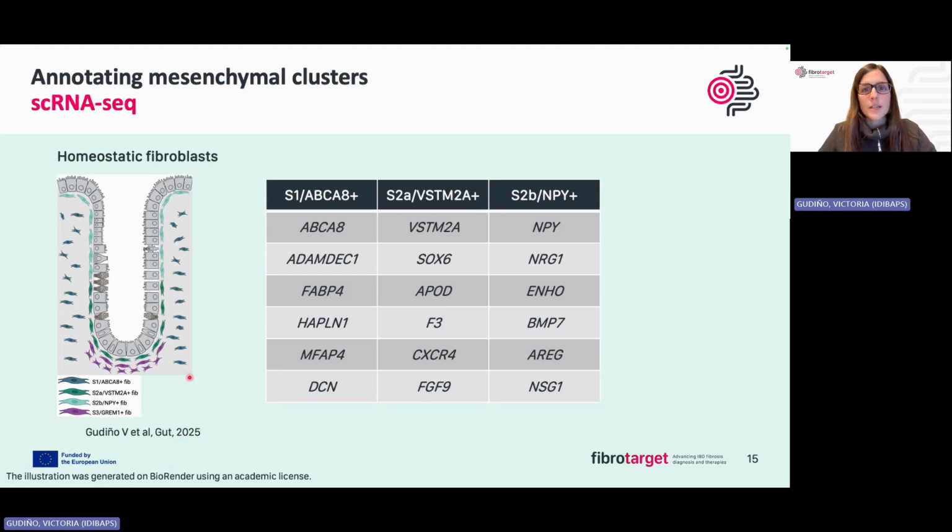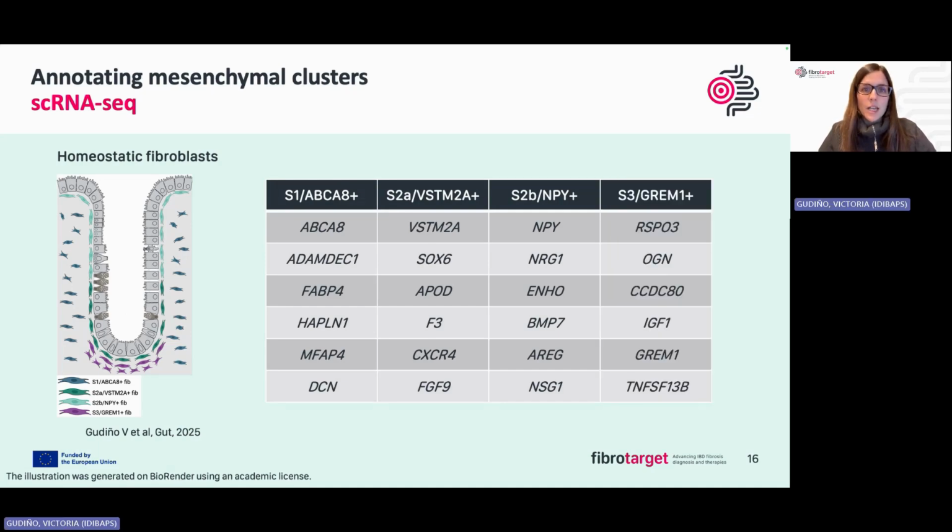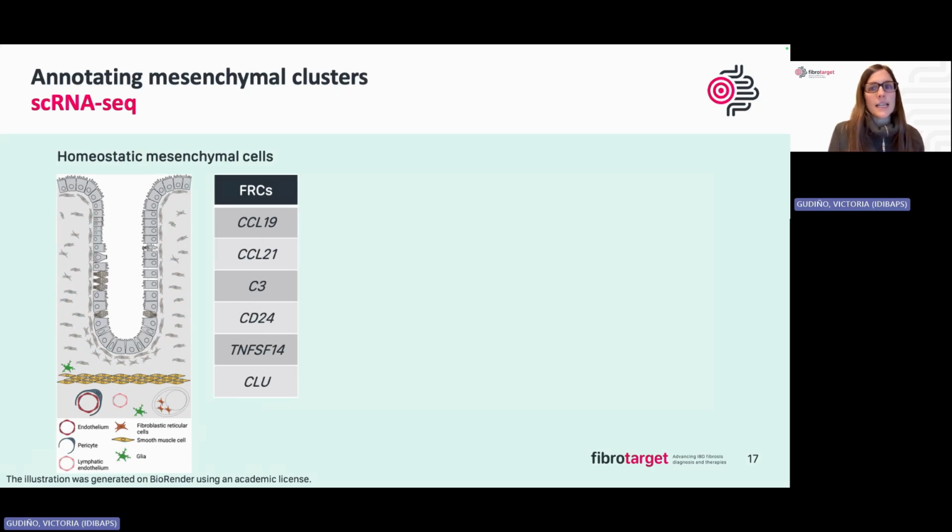In contrast, we also have the fibroblasts S2, that are those that underlie the epithelial crypt, and they are subdivided based on their location. There are the S2A, which are at the bottom of the crypt and overexpress BMP2 or SOX6, and there are also the S2B, which are the ones at the top, and they overexpress NPY and neuregulin. And finally, there are the fibroblasts S3 that underlie the crypt bottom and express stem niche factors such as R-spondin or GREM1.